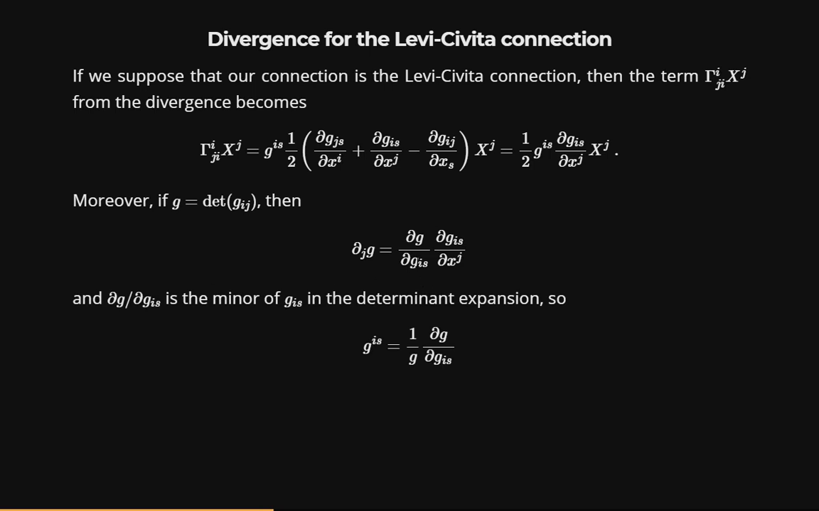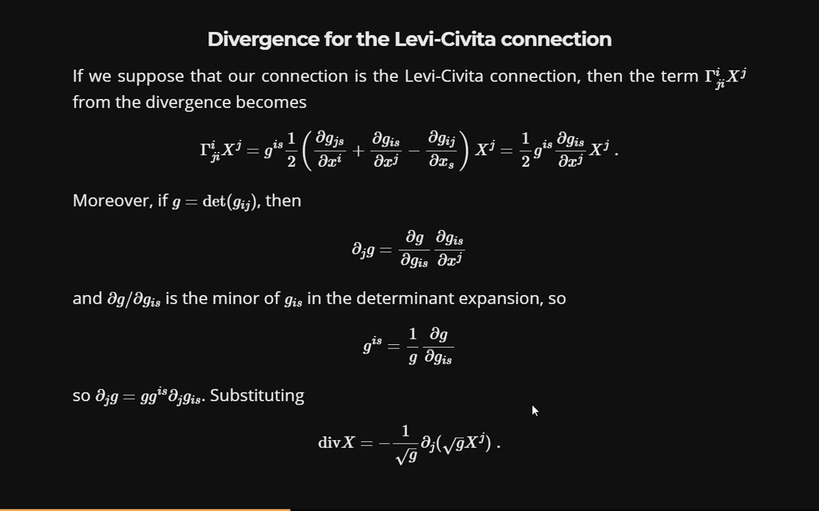And this part is the minor attached to GIS in the expansion of the determinant. Therefore, by the cofactor formula for the inverse, you get that the GIS above, which is the IS element of the inverse of the matrix G, is 1 over the determinant times the cofactor. So if you put everything together inside the formula we wrote before, we end up with this.